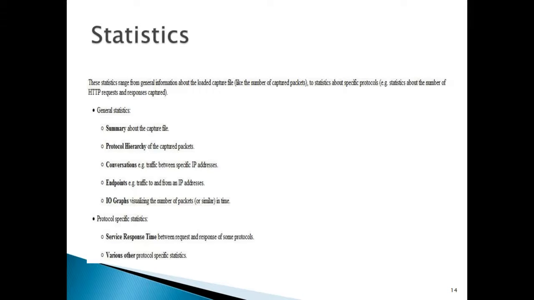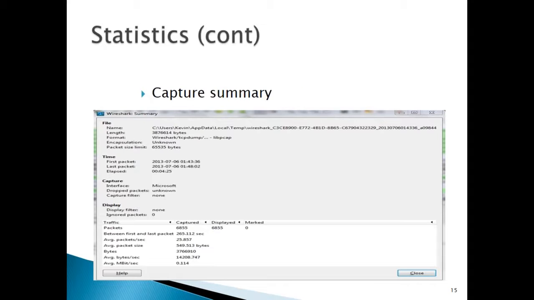And I can get specific responses. And this is what it looks like. This shows you the actual capture: the Wireshark format, the packet size limit, normally 65,535, when the first packet was received, when the last packet was received, right? The elapsed time of the capture, and then the number of packets captured, the number of packets displayed, and it gives you the information, including average packet size.